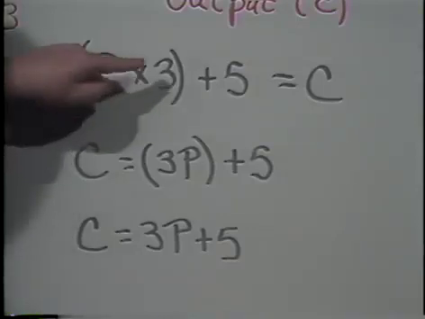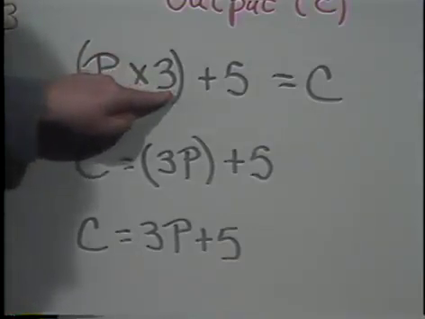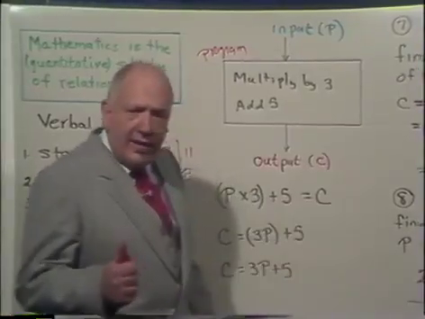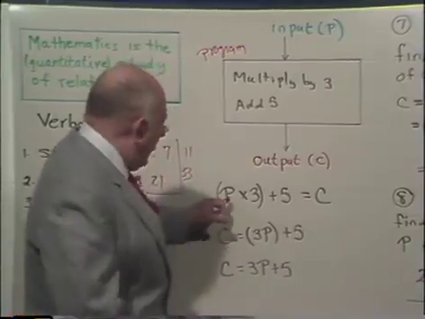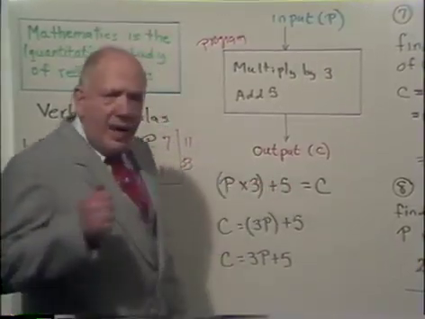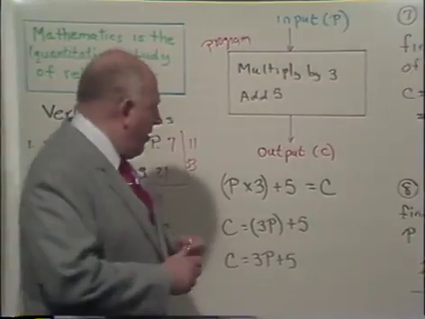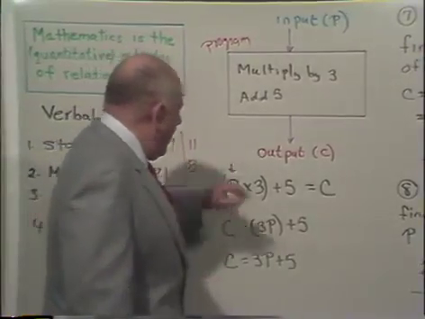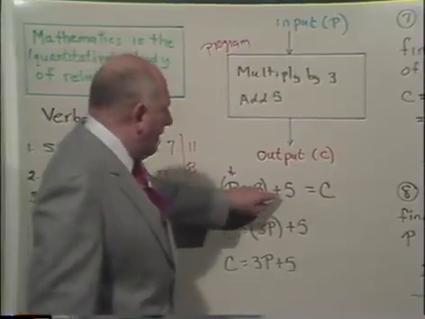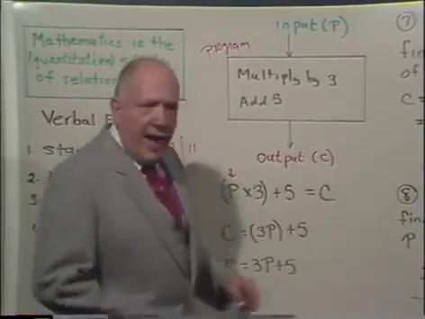In other words, the way you read this is, pick a number, which we'll call P, multiply by 3. Where do you know where the pick a number is? It's the one that's messed up with all the numbers. The answer is the letter that stands all by itself. So I look for the letter that's all messed up with the numbers here. I remember that everything inside the parentheses is done first. So I first find P. It's inside the parentheses, so that tells me to multiply by 3. Then I'm told to add 5, and the answer is C.